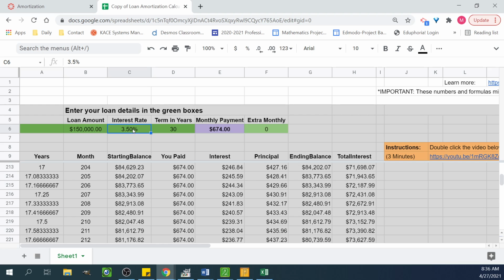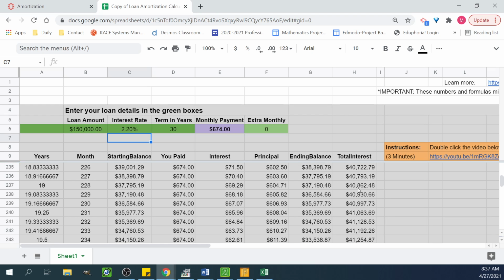But let's say you have a really good credit score. The interest rate depends on your credit score, your credit history, and your down payment. For example, my sister was able to buy a house with her husband, and they had more than 20% down. They were able to get a lower interest rate. They got it for 2.2. Look how much that saves you over the life of the loan, right?